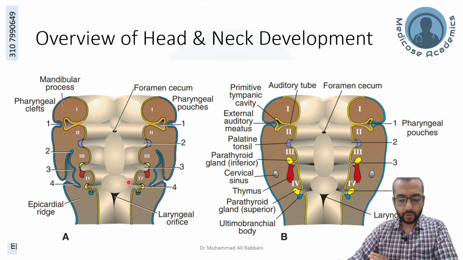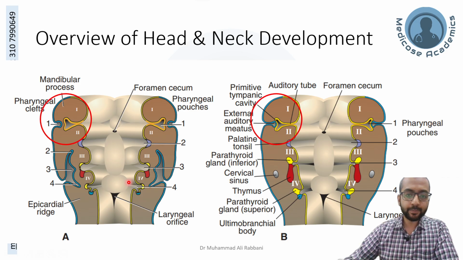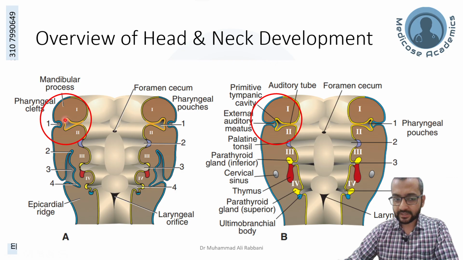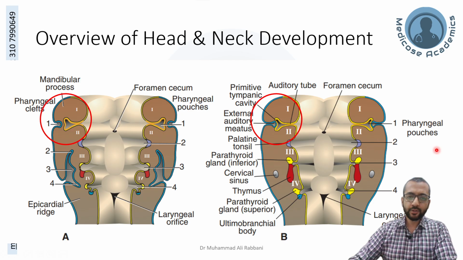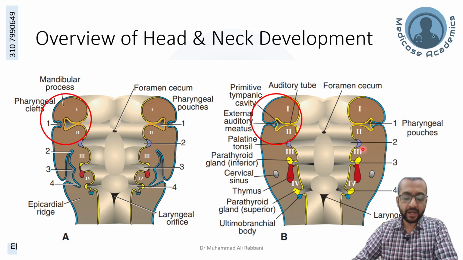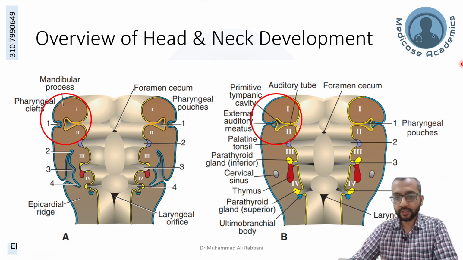So these are the pictures. Not going into the detail, these are the parts which we will be discussing, like the first cleft giving rise to the external meatus, and the first pouch giving rise to the auditory tube and tympanic cavity. I just wanted to give a little heads up of where we are going to be going, or where we are directed in this lecture.